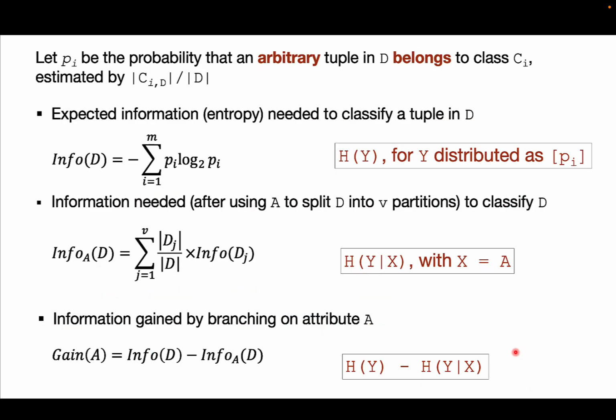Here we summarize the previous 3 formulas used to compute the information gain using 2 notations. The notation using conditional probability and the notation using expectation. In other words, the expected information or entropy to classify a tuple in the dataset. Here, information needed to classify D after the split, and again, the same information gain formula.